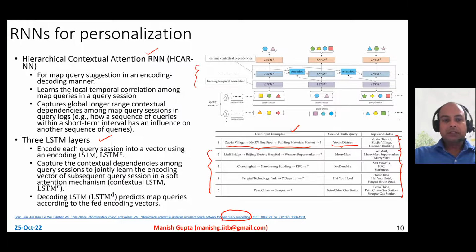One encodes each query into a vector, right? The other computes a soft attention, and the third is basically the decoder. So the three LSTM layers are like two encoder layers and one decoder layer. The encoder layer encodes the queries and then the entire session as well. And then the decoder layer essentially tries to generate the next query. It predicts the map queries according to the fed encoding vectors from the encoder side. So that is how this hierarchical contextual attention-based RNN encoder and decoder work together to come up with interesting suggestions.